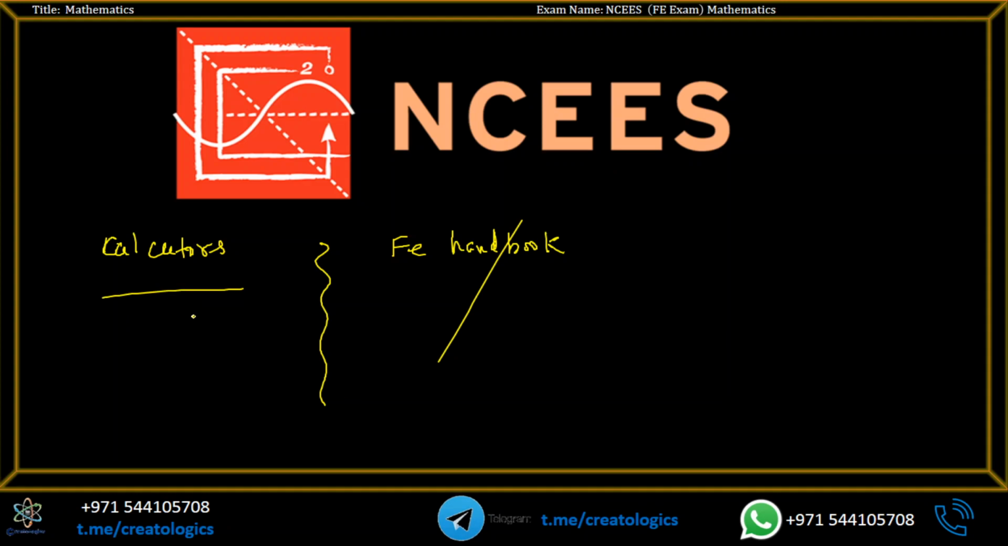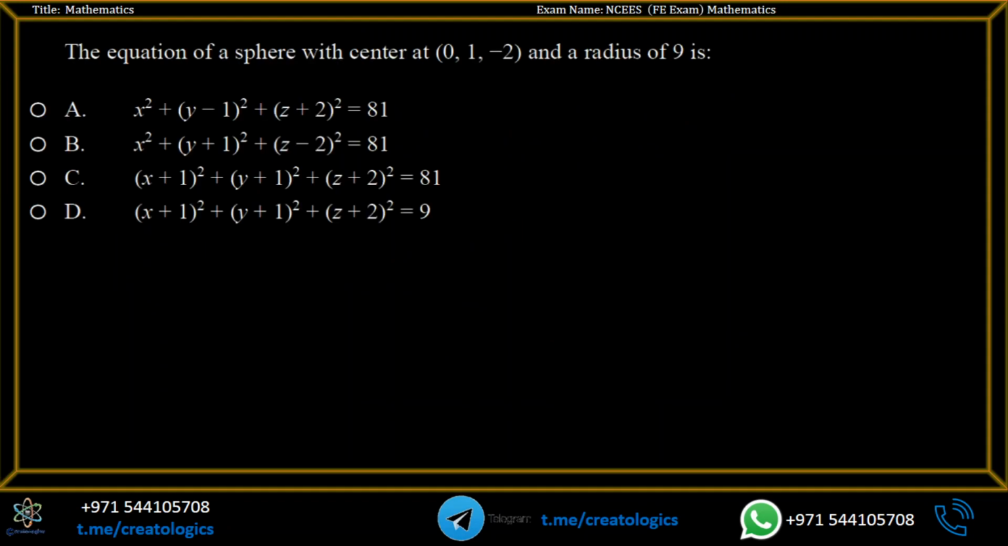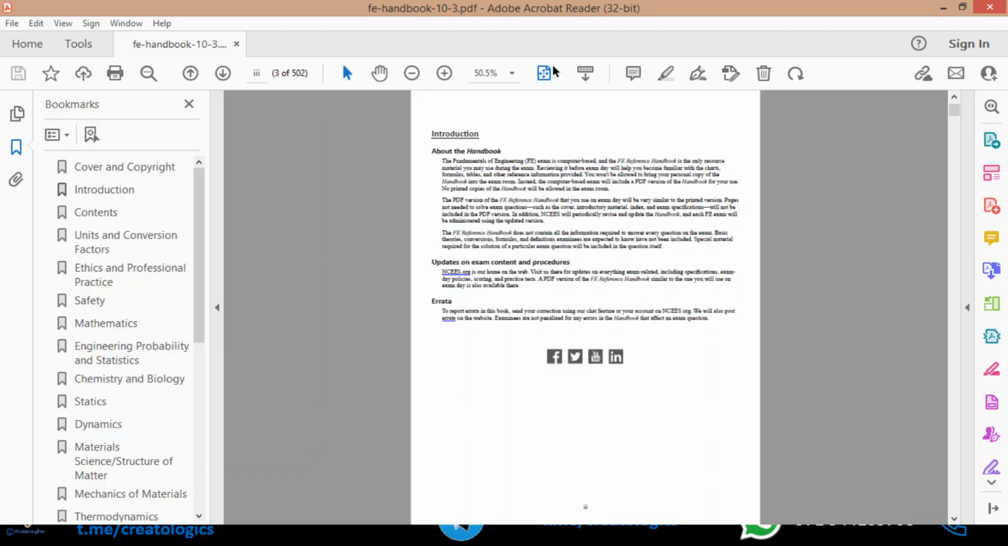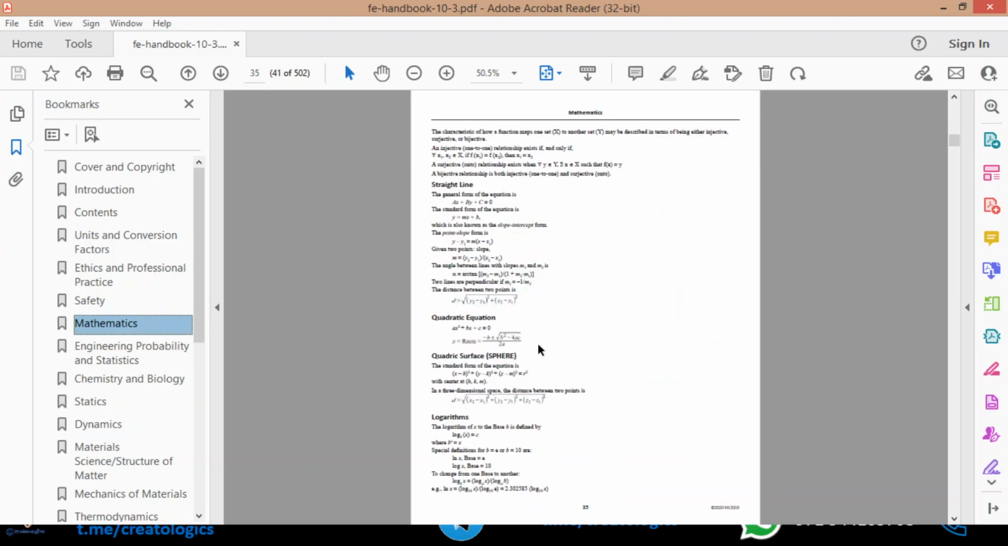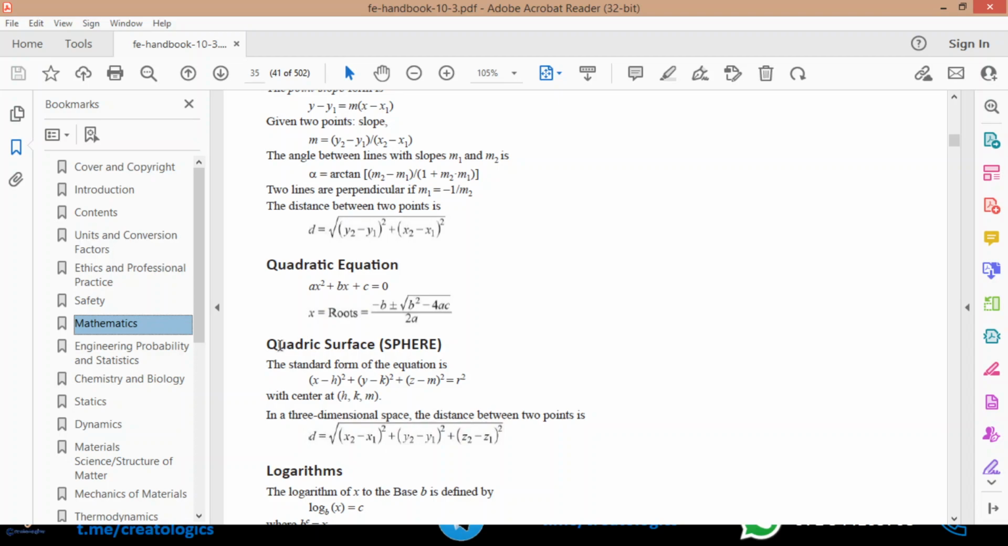As you can see here, the equation of a sphere with the center 1, 0 and -2 and the radius is 9 units. So everything is already given to you. If you do know the equation of a sphere in 3D, you can easily solve this question in no time. But if you want to use your handbook, this is also available in the handbook. If you go to the mathematics portion, under the quadratic surfaces, the equation of the sphere is already given to you. You can make use of this.